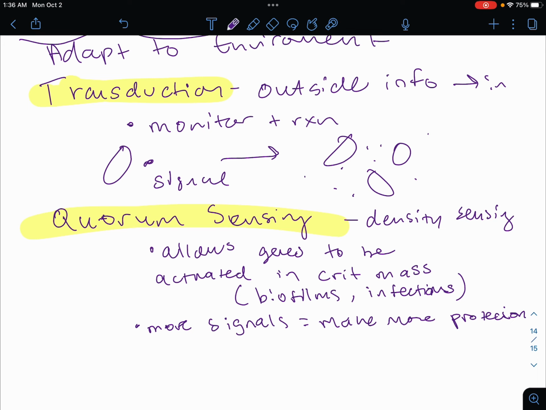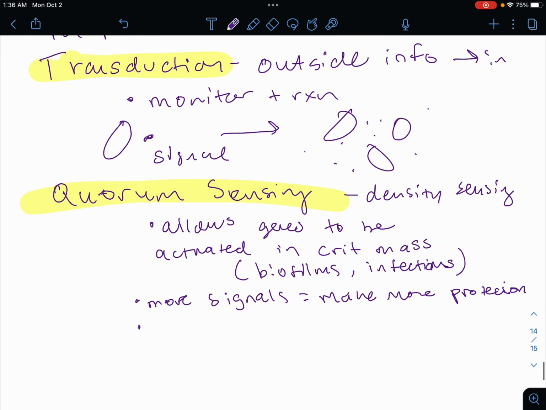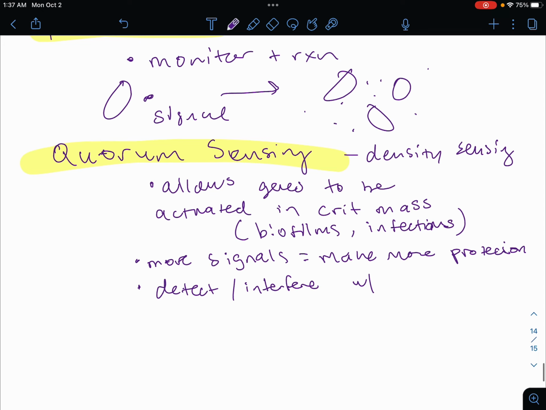And you could also use quorum sensing to detect or interfere with the molecules of other species. Again, bacteria are extremely competitive with other bacteria, even ones of their own species too, so they're going to be using quorum sensing to get a feel for the environment, to interfere with those signals of competitors in the space.